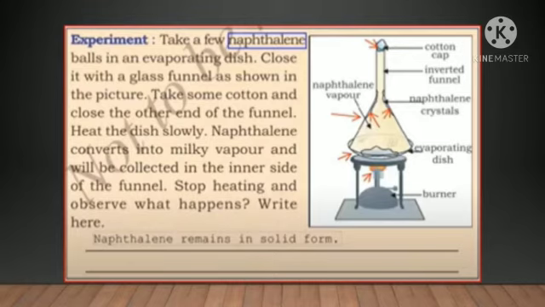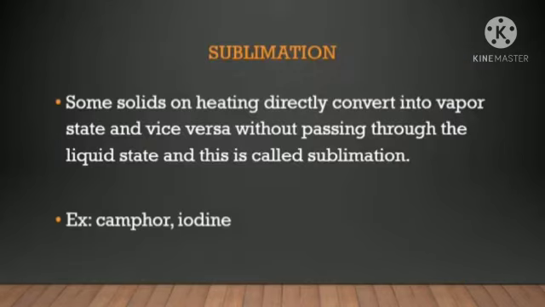Heat the dish slowly. Please don't heat very fast, heat it very slowly. Naphthalene converts into milky vapor and will be collected on the inner side of the funnel. Stop heating and observe what happens. Naphthalene remains in the solid form. Now we know that when solids are heated, they convert first into liquid and then into vapor.